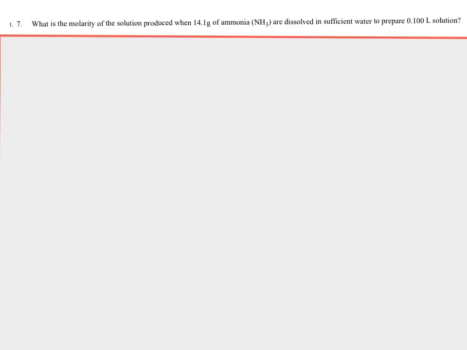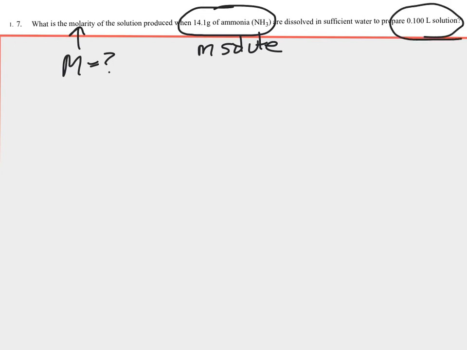All right, let's look at number 7. What is the molarity? So that means we're looking for big M, or the concentration. What's the molarity of a solution produced when you have 14.1 grams of ammonia, all right, that looks like a mass of the solute, dissolved in sufficient water to give me a 0.1 liter solution? Okay, so what does that mean? 0.1 liter solution is my volume of the solution.